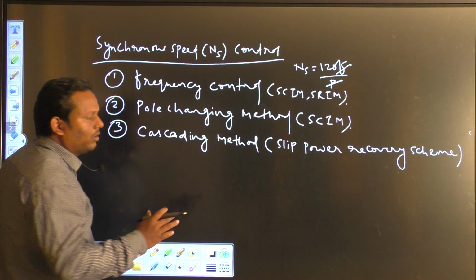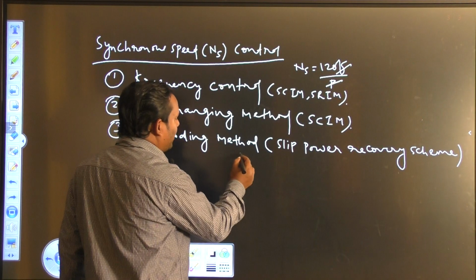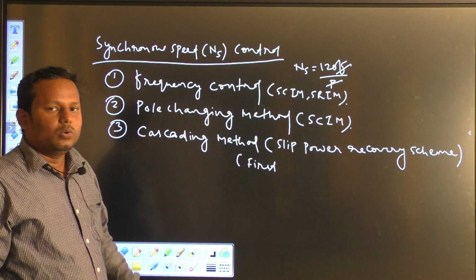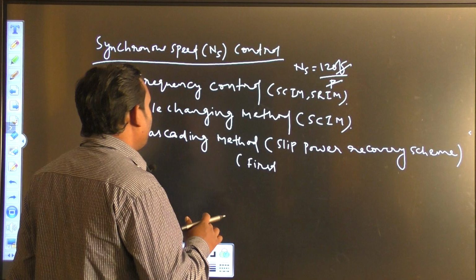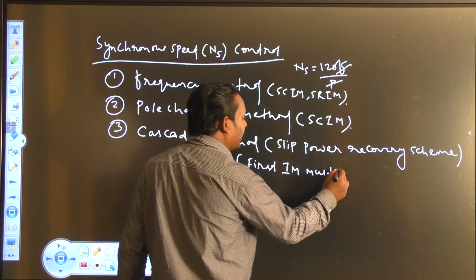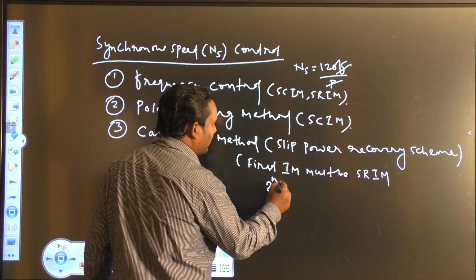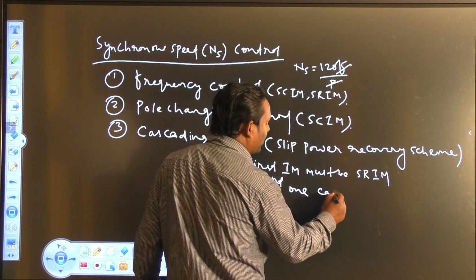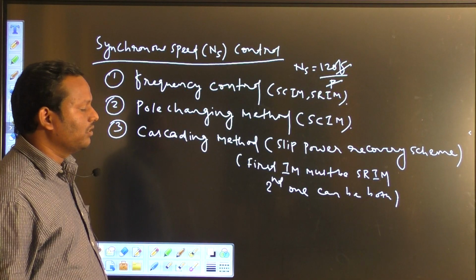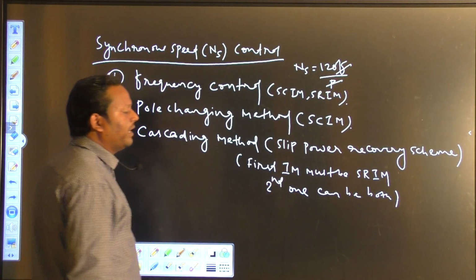The third one is the cascading method, which is also known as the slip power recovery scheme. Cascading means we are connecting two induction motors in series. The first induction motor must be slip ring type. The second one can be either slip ring or squirrel cage. But the first induction motor must be a slip ring induction motor.